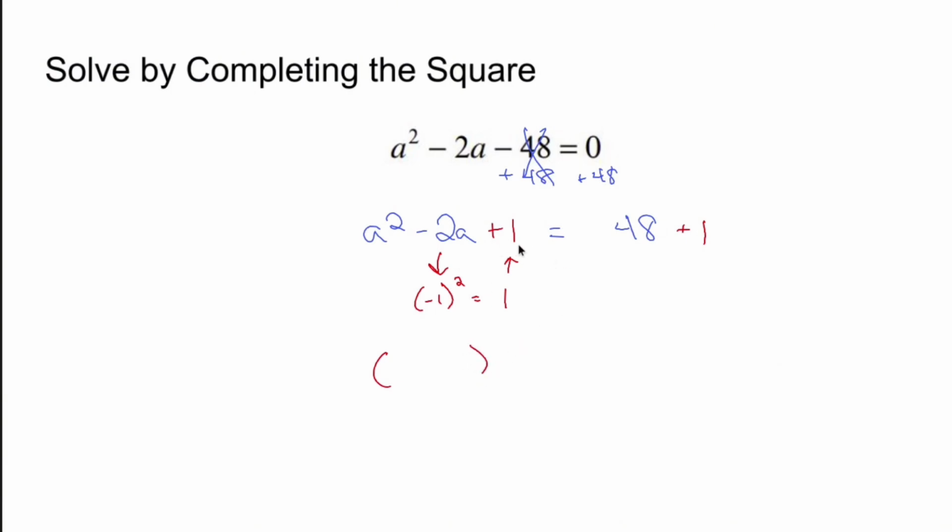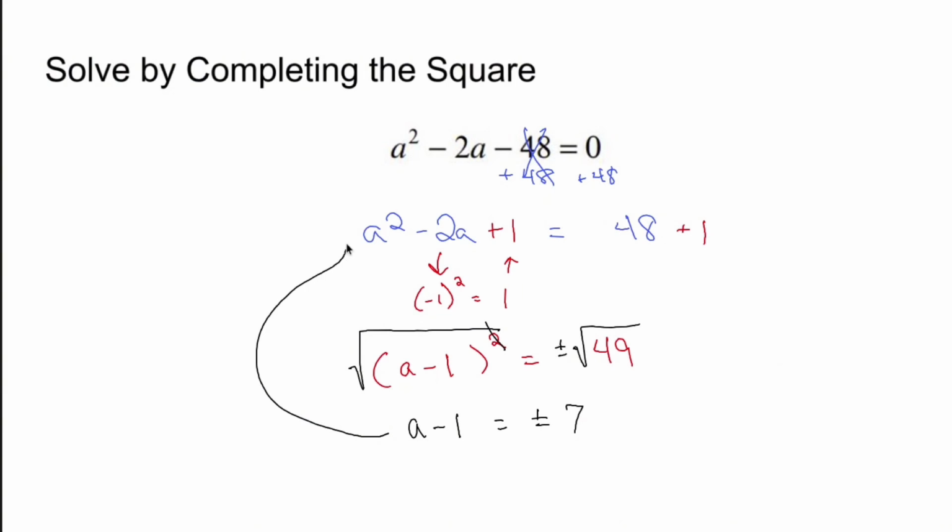The point of this is so that you can factor that using a perfect square trinomial. This now factors to a minus 1 squared equals 48 plus 1, which is 49. Okay, that's the goal. Now that we have something squared equals a number, square root both sides, and don't forget your positive or negative. This cancels out, and you're left with a minus 1 equals positive or negative the square root of 49, which is 7.